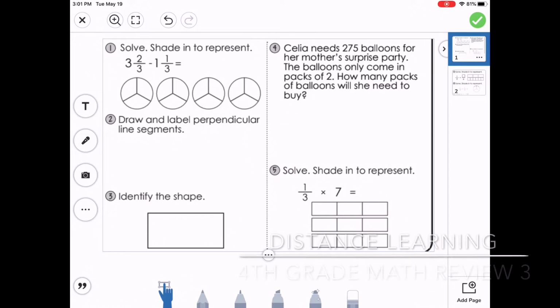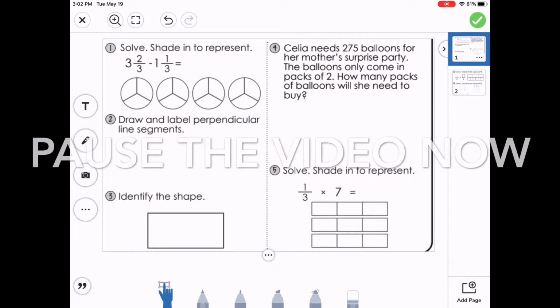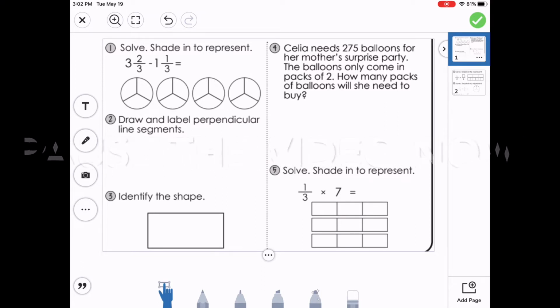Good morning, fourth graders. Today in math, again, we are reviewing some of the most important skills that we learned so far this year. So pause the video before anything today, give these 2 pages a try, and then come on back to check your answers, or if there were any problems that you couldn't remember how to solve, come on back and we'll go over those together.